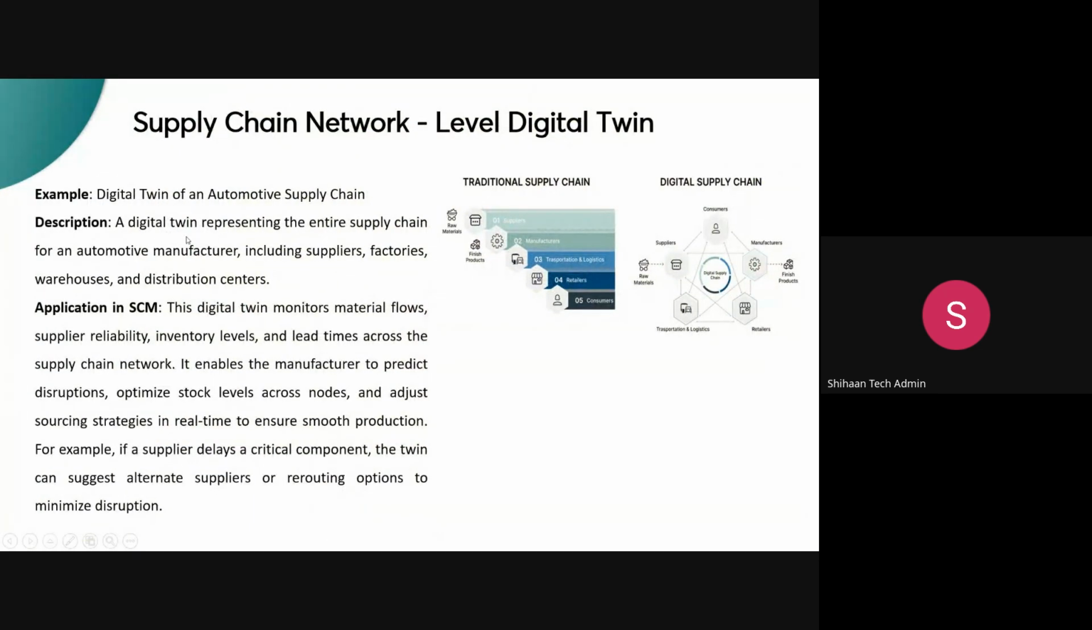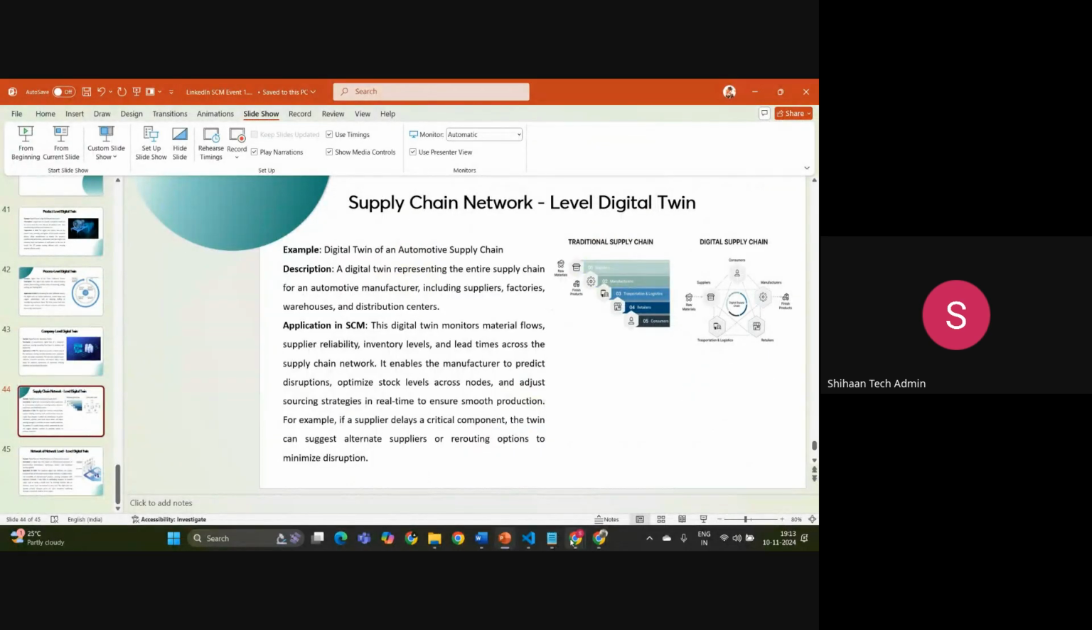Okay, then let's say it's a supply chain network level digital twin. Let's take an example of an automotive supply chain. Here also you can see the ecosystem of the material flows, the supply reliability, inventory levels, lead time, and the supply chain network.